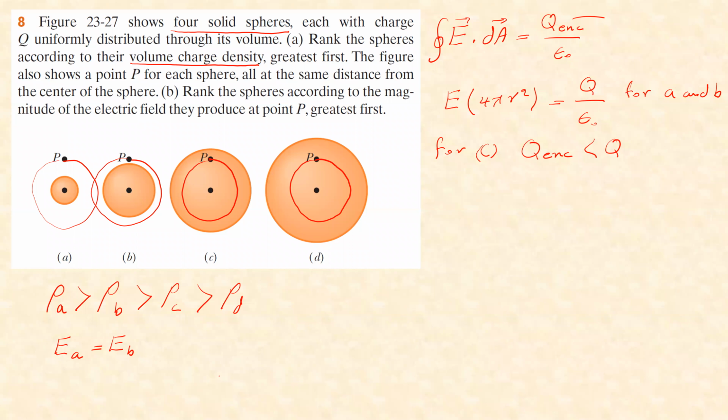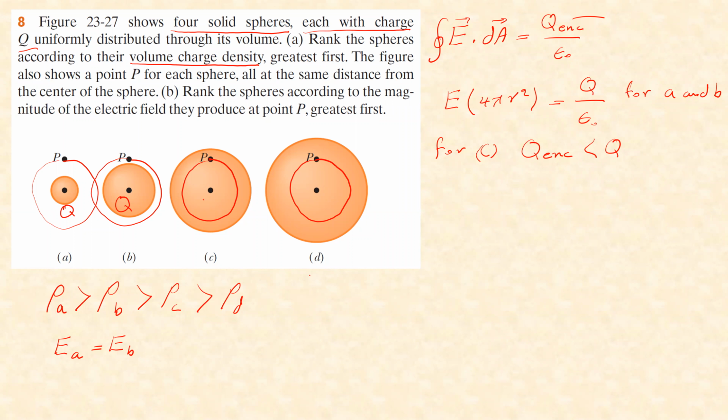No. Can you elaborate? Do you see the Gaussian surfaces that I drew? Yeah. How much charge is inside this Gaussian surface? All of them have charge Q. All of Q is inside here, right? All of Q is inside. Here, all of Q is inside. But here, some part of Q is inside in part C. And in D, only part of Q is inside.